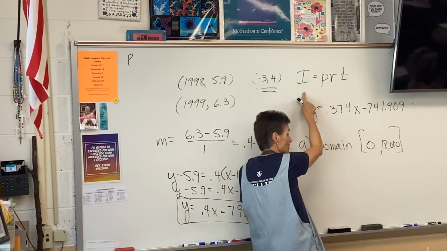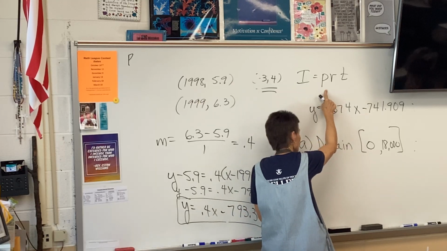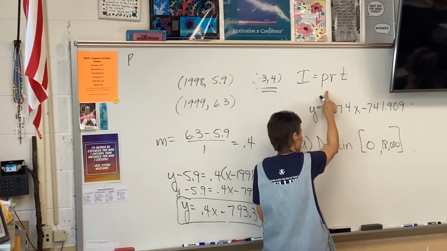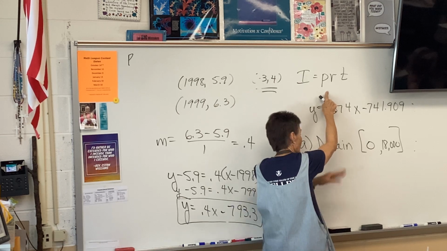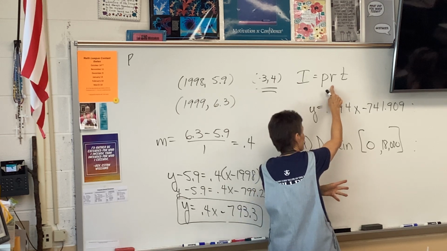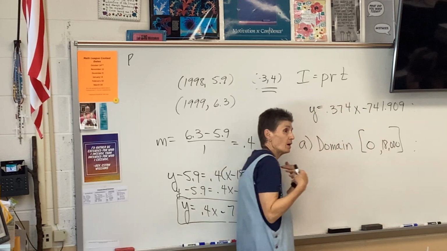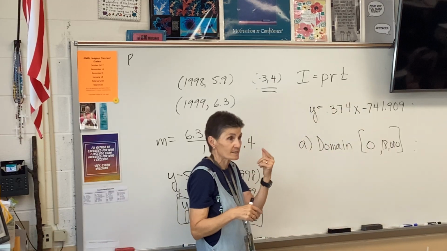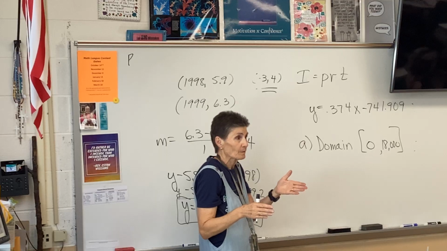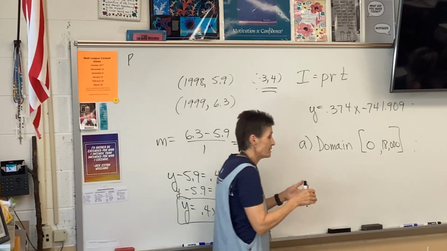I is obviously interest. What's P? Principal. And what's principal? What you put in, your investment. R is your interest rate, and that is time. Now for us, time is 1 because it says for 1 year. Right? So what's that look like?